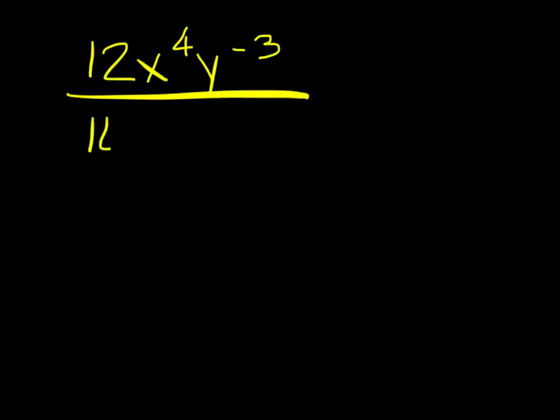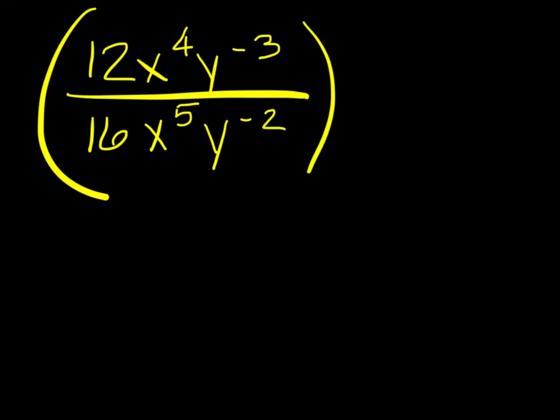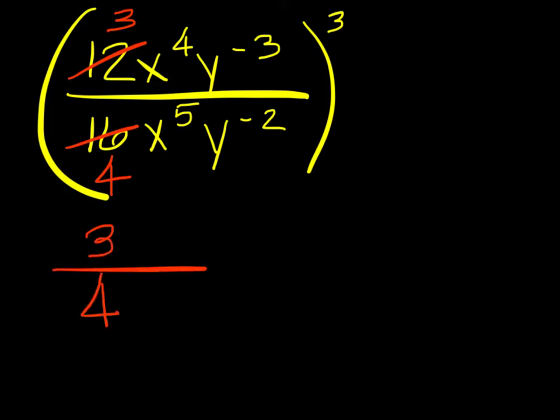Here is another example problem. This one is 12 x to the 4th, y to the negative 3rd, over 16 x to the 5th, y to the negative 2nd. And all of this is going to be to the 3rd power. Simplify 12 over 16 first. 4 into 12 3 times, into 16 4 times. So you have 3 over 4 to start with.